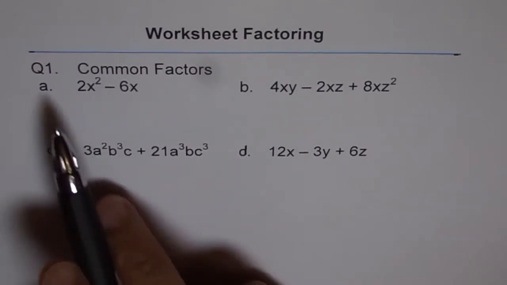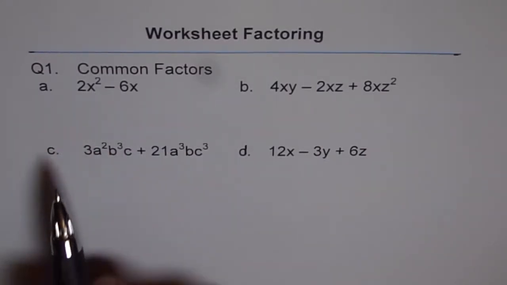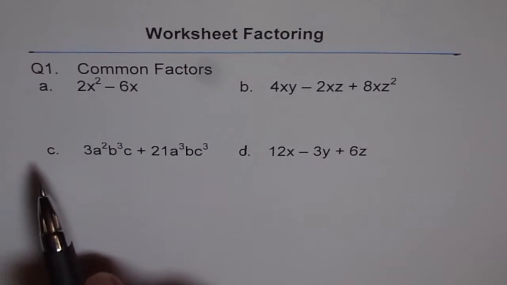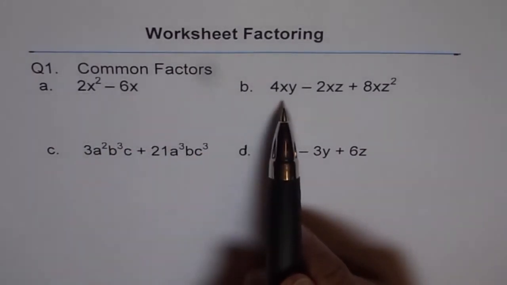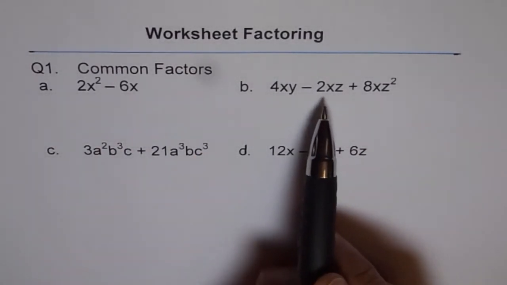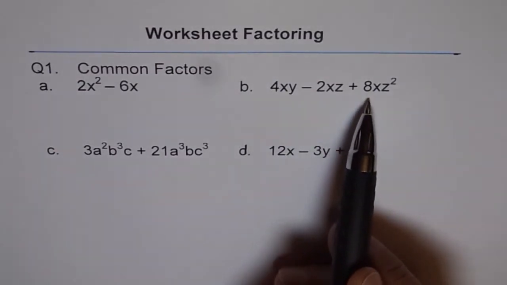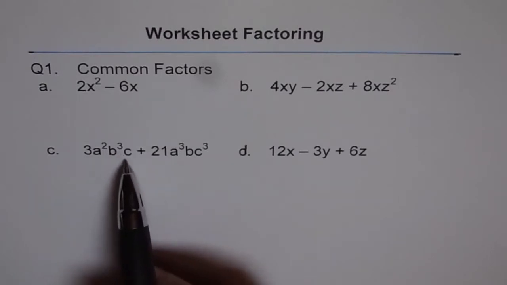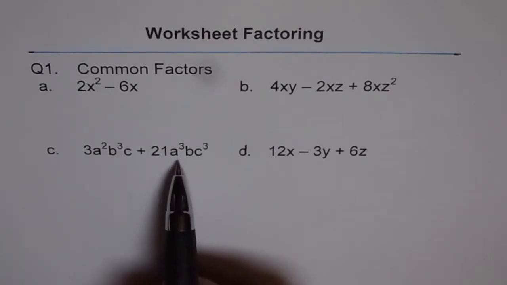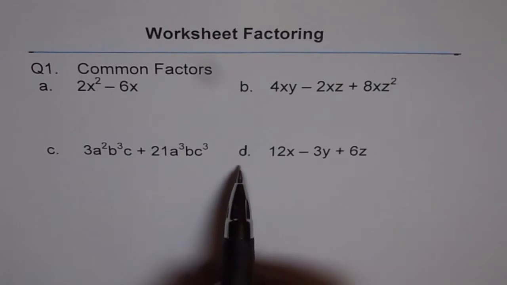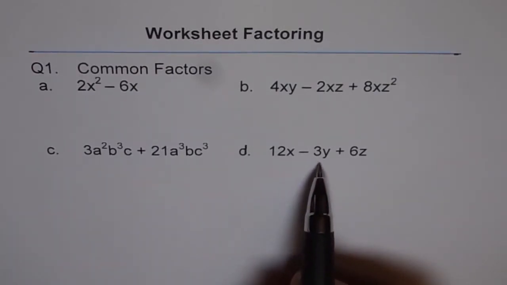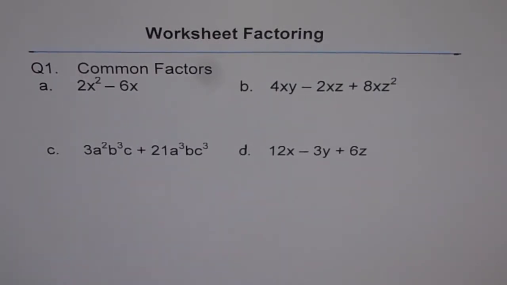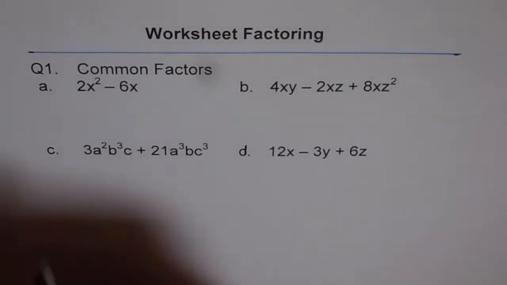Question 1. Common factors. A. 2x squared minus 6x. B. 4xy minus 2xz plus 8xz squared. C. 3a squared b cubed c plus 21a cubed bc cubed. D. 12x minus 3y plus 6c. So make a note of this, try it yourself and then see the solution. Here is how I will do them.